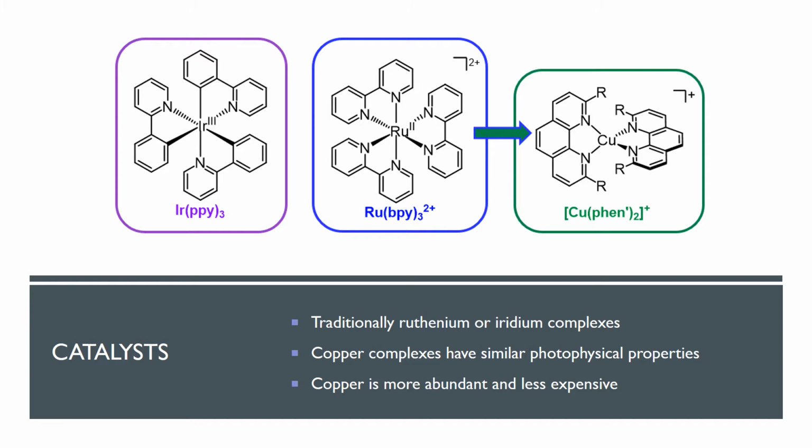The catalysts that are traditionally used for these types of reactions are iridium or ruthenium complexes, and while they are efficient due to strong visible light absorption and long lifetime excited states, they are expensive and toxic. Because copper has similar photophysical properties, it was hypothesized that copper complexes could function in the same manner and replace the ruthenium and iridium complexes. Copper complexes were found to be successful in various organic synthesis reactions and have the added benefit of being more abundant and less expensive than the traditional catalysts.